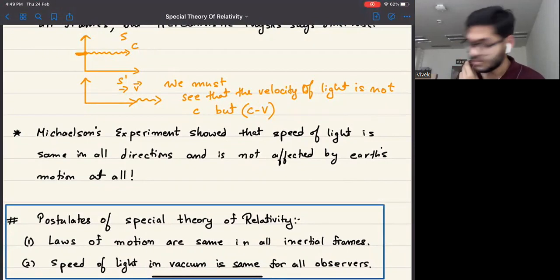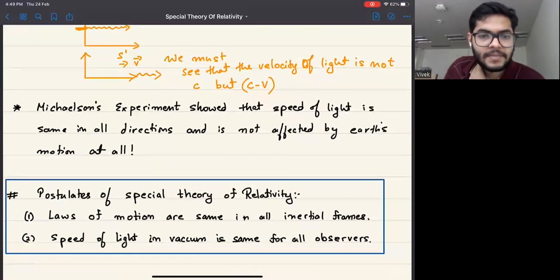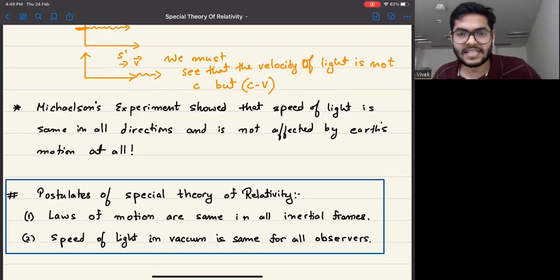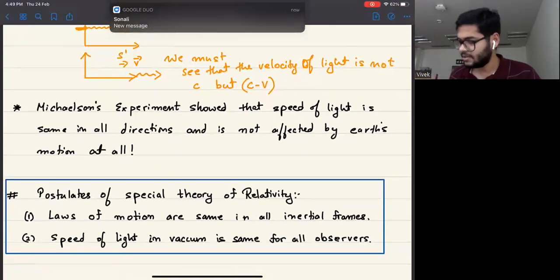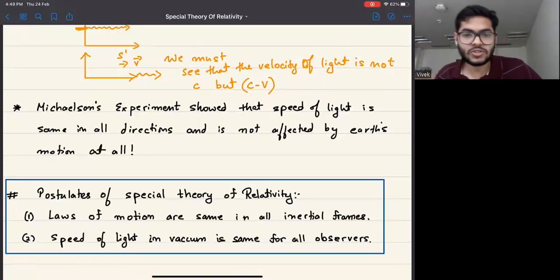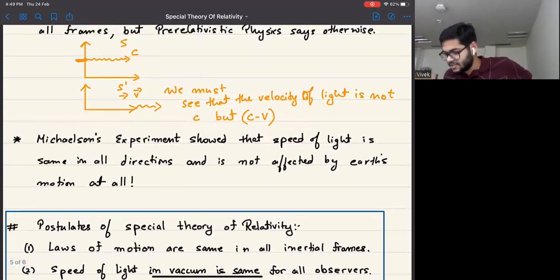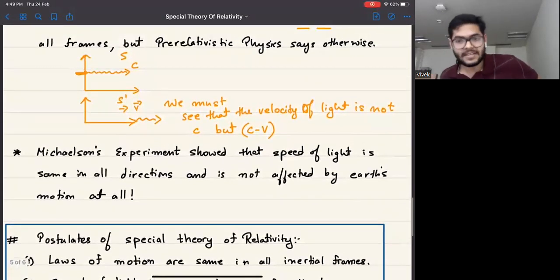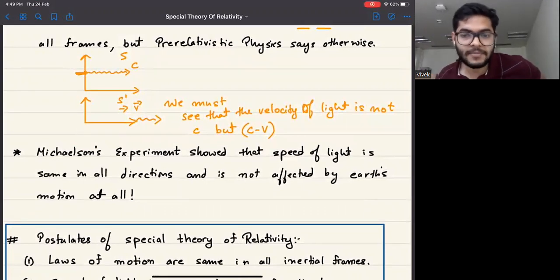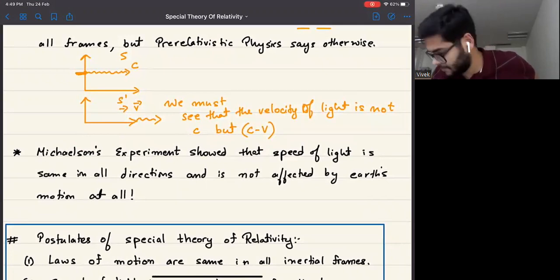So that experiment by Michelson and Morley actually showed that Maxwell's equations are right and the Galilean transformation is the thing that is actually wrong. These showed us that the Galilean transformation must actually be wrong, because in this experiment it was shown that the speed of light is the same in all directions and is not affected by the Earth's motion at all.